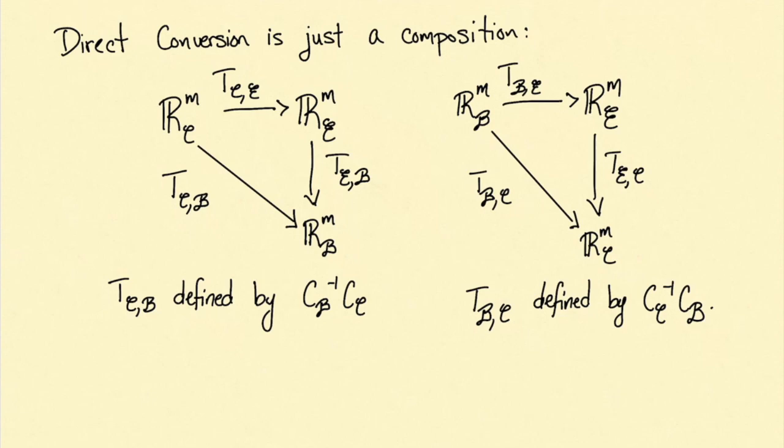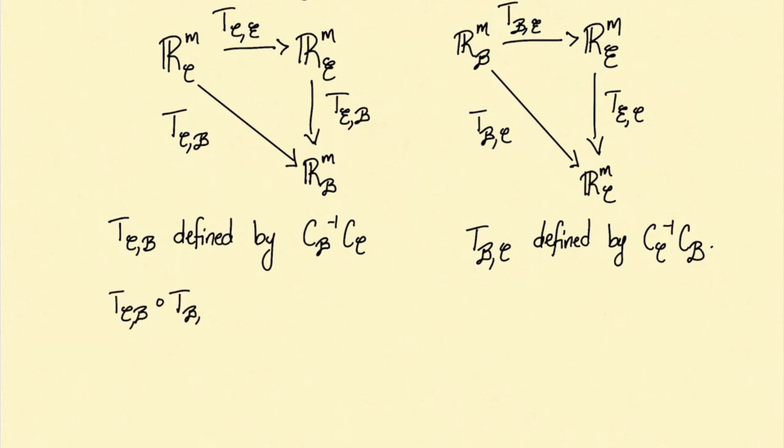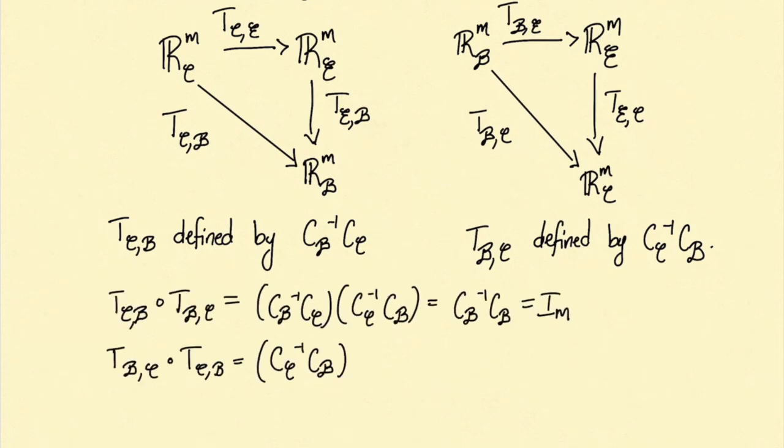So now it's easy to check that if you compose either of these two diagonal transformations, then you're multiplying these two new matrices together. No matter which way you do it, the inverses will cancel from the inside out. And there you have it. That is everything for conversion between two bases.